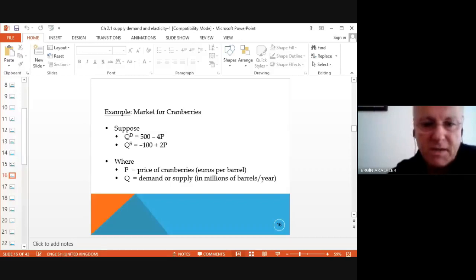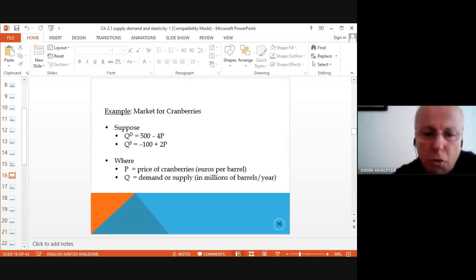Here we have this market for cranberries. QD is 500 minus 4P. As you know, 4 here is the slope of this curve, and QS is minus 100 plus 2P, where P is the cranberry price and Q is the quantity in barrels per year.